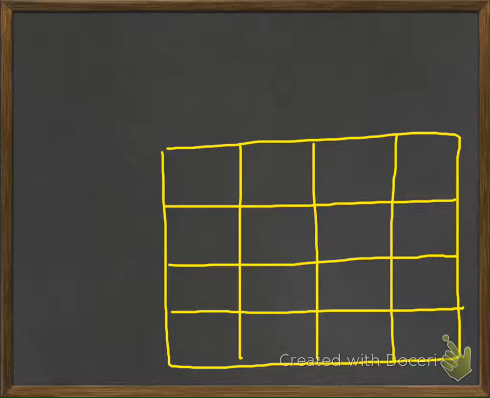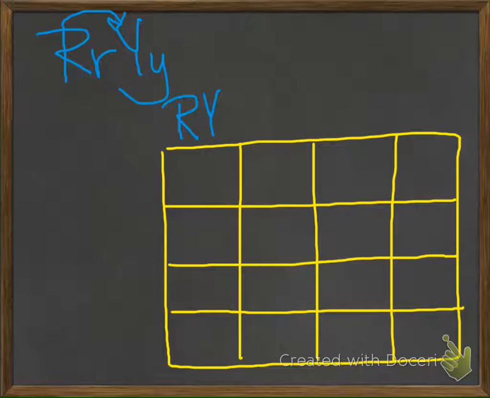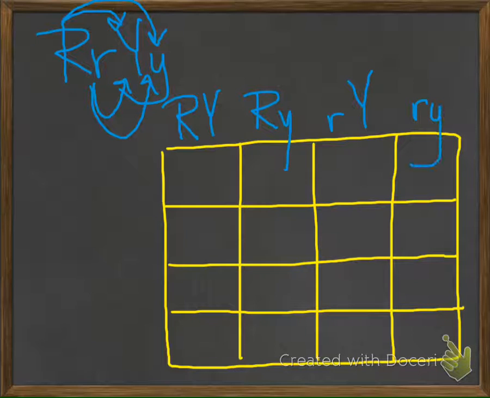So here we're going to need 16 squares, and we're going to need to figure out what each parent can give. If they're heterozygous for both traits, then you have to FOIL, and this parent, they have to give an R and a Y, so they can give a big R, big Y, big R, little y, little r, big Y, or little r, little y. And the other parent is the same.